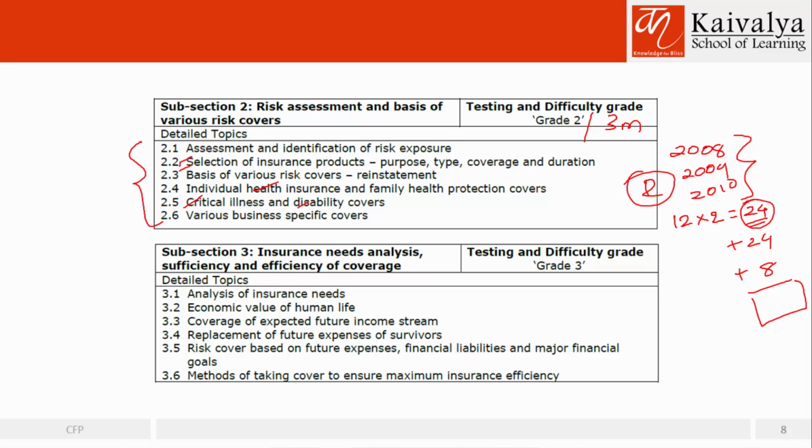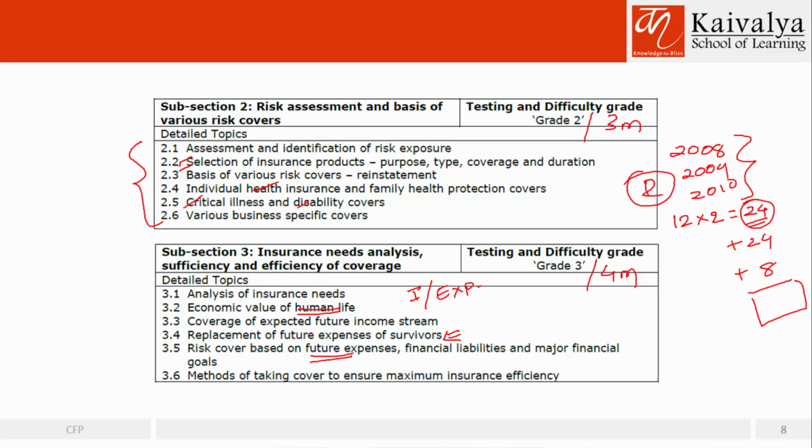Now we are getting on to numerical. This is a 4 marker. Analysis of insurance needs, right? We have seen the income approach and expense approach to understand how to find out the human life value of an individual. It is very important, right? And you have already solved similar kinds of questions. Now this is also one of the cases, replacement of future expenses of survivors. Now risk cover based on future expenses.